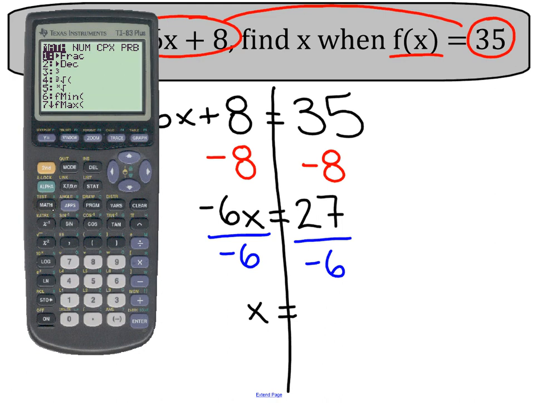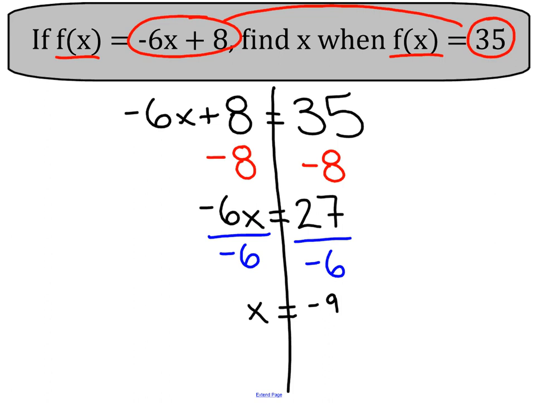So I press enter. Now I press enter one more time. And it's negative 9 over 2 is my answer. So negative 9 over 2. My variable is simplified, so I'm all done with this problem. We got one more problem to go, so let's go ahead and look at that.